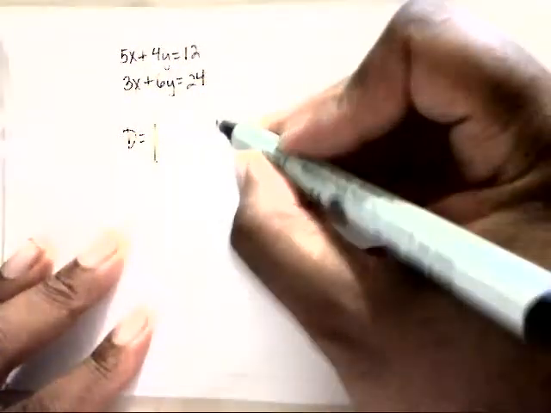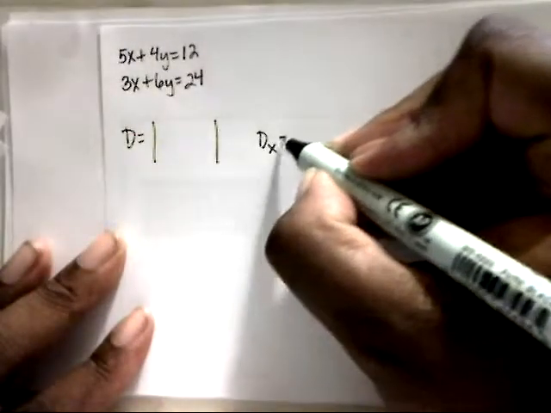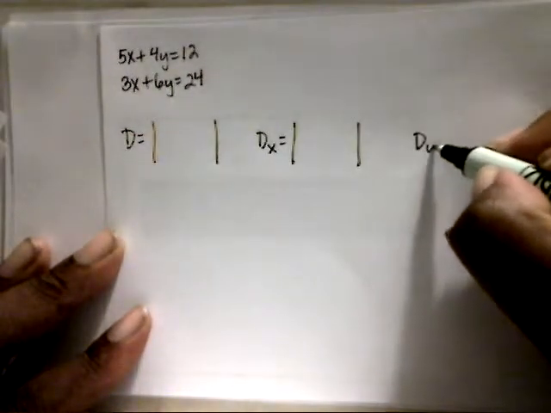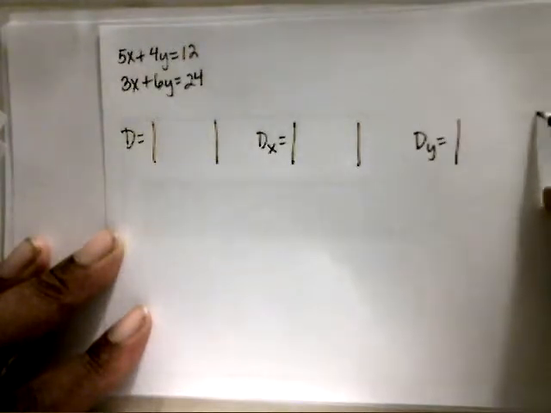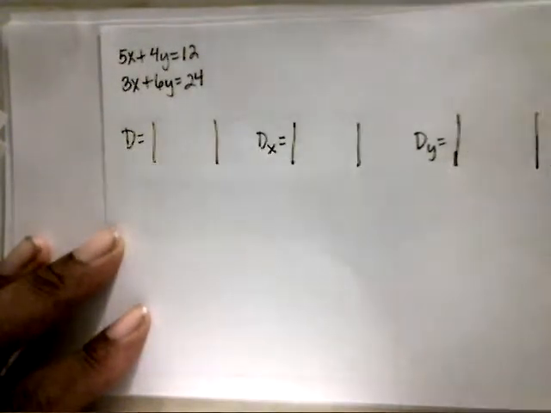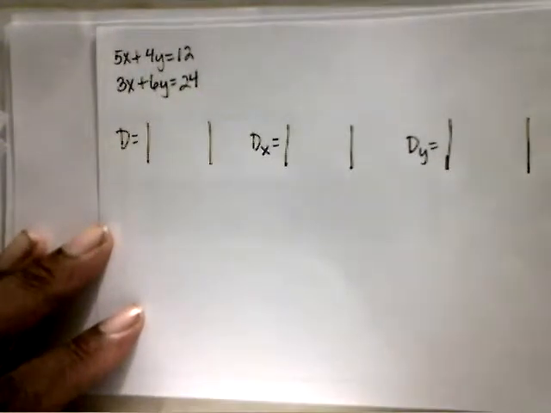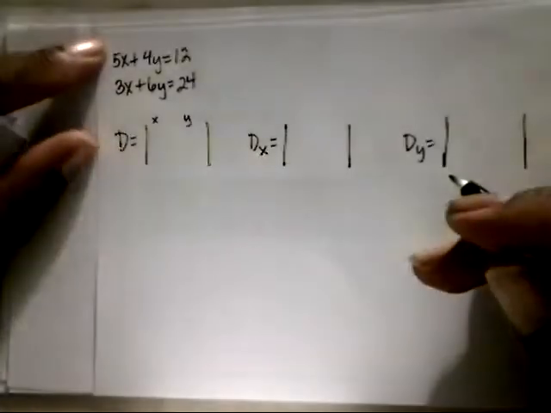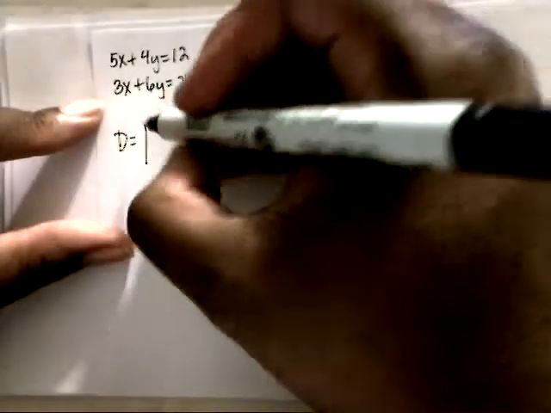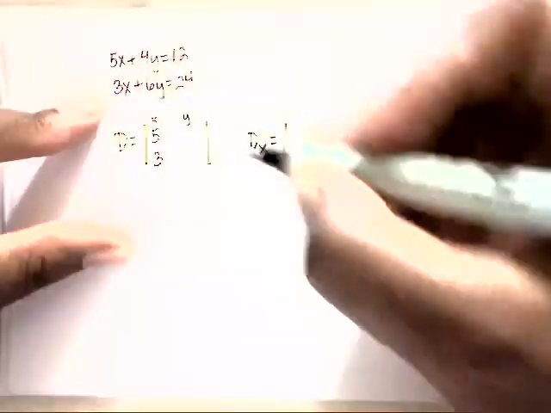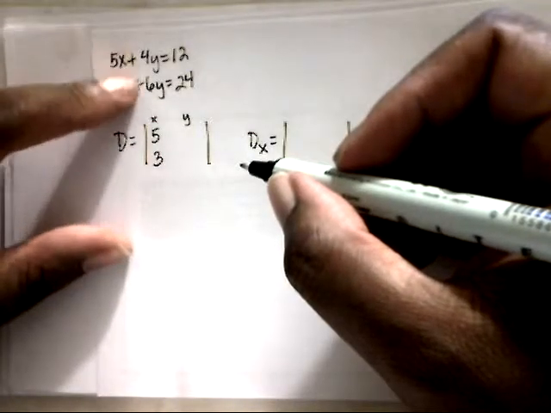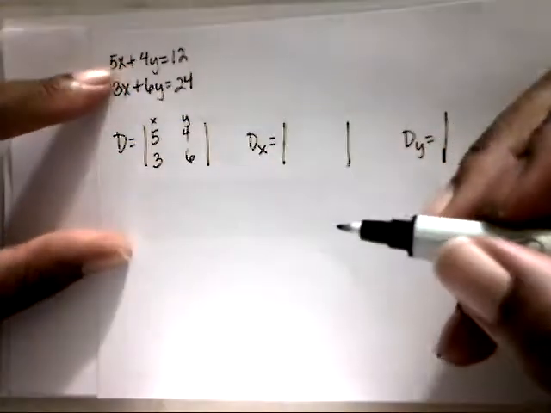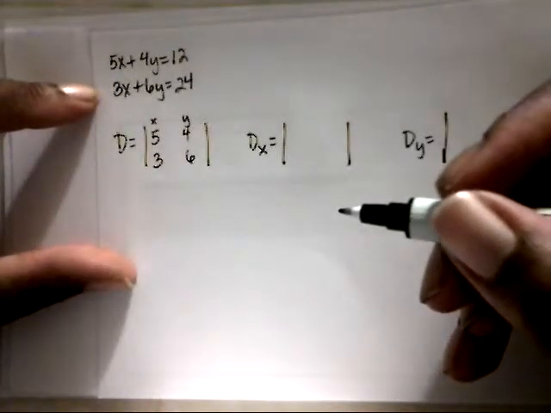Okay, we need to find out what d is. We need to find out what d sub x is. And we need to find out what d sub y is. Okay, d is always the coefficients of x and y. So for x, it's going to be, in this case, 5 and 3. So we put the 5 and the 3 in this first column in that order. And for y, the coefficients are 4 and 6. So the 4 and the 6 goes in that column, in that particular order.